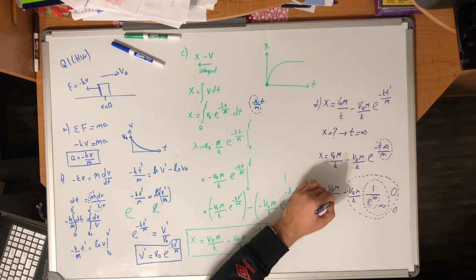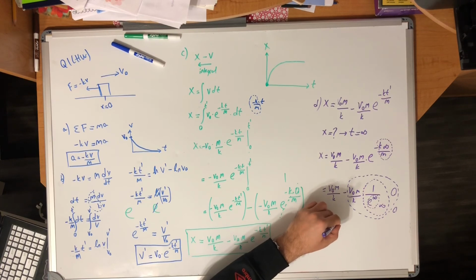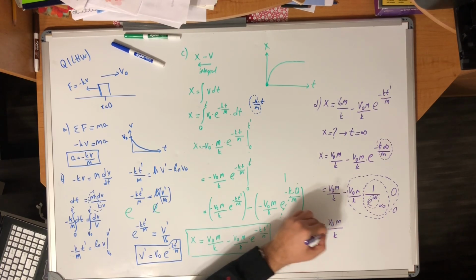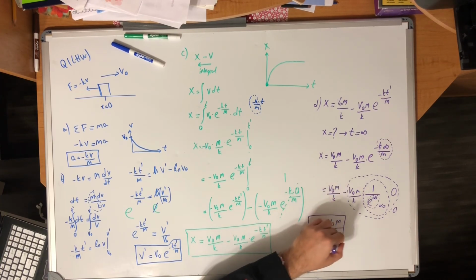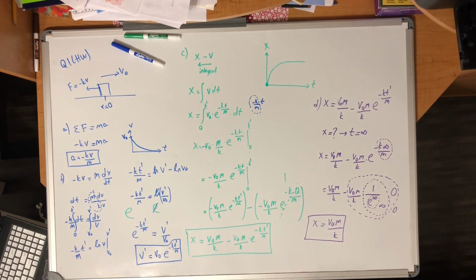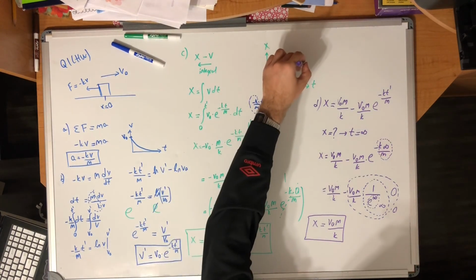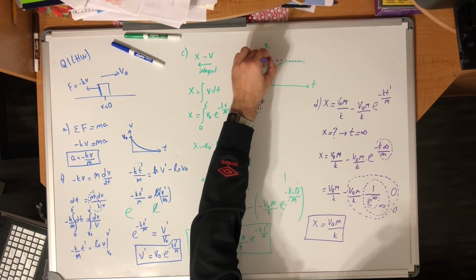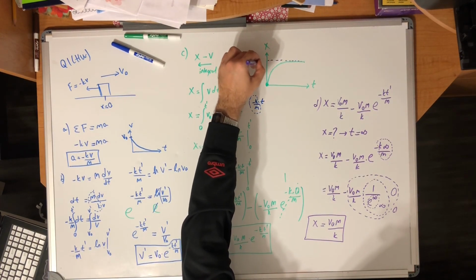So my position at the end will become what? This is k, v0 m divided by k. So basically, if this is the force that you apply, after v0 times m over k, this object is going to stop. So basically this number right here is going to be v0 m over k.